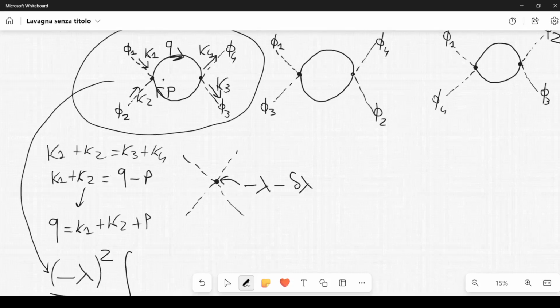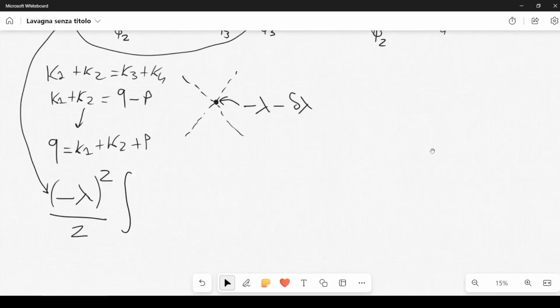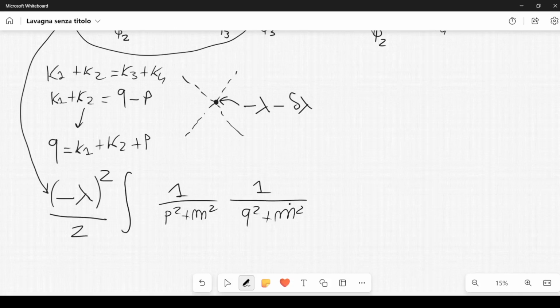But we have to multiply the two propagators related to these two edges. So the functions of the edges. And the functions are 1 over p squared plus m squared. And then I have 1 over q squared plus m squared. But now, how do I have to integrate this? In principle, I have to integrate over q and over p. So I have integrals of the following kind.